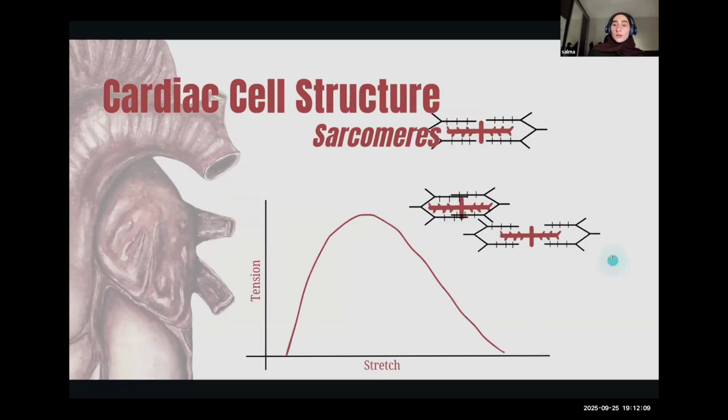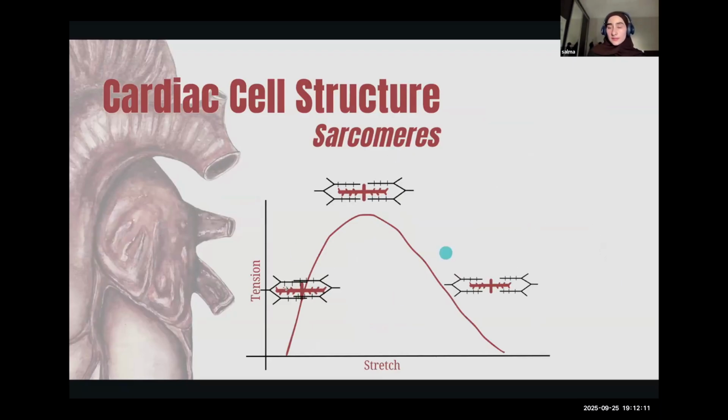Does everyone understand why each of these is in its respective place in the graph? Now, like we said, this area is the optimal one. However, in the heart specifically, in your cardiac cells, the resting state is not optimal. So for you to reach the optimal state, you need to stretch the muscles.